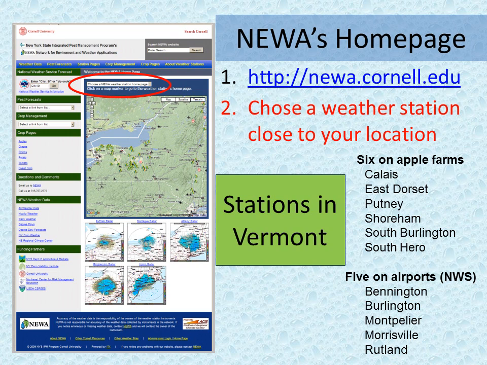The website is newa.cornell.edu, and you can pick from a drop-down menu a station that is near you. There are 6 apple farms with NEWA stations: Calais, East Dorset, Putney, Shoreham, South Burlington, and South Hero. And also there are 5 airports that provide all the same information except for leaf wetness.